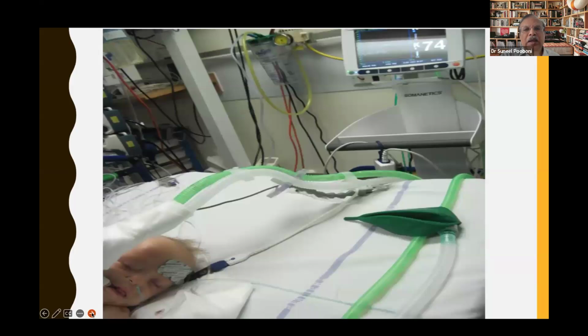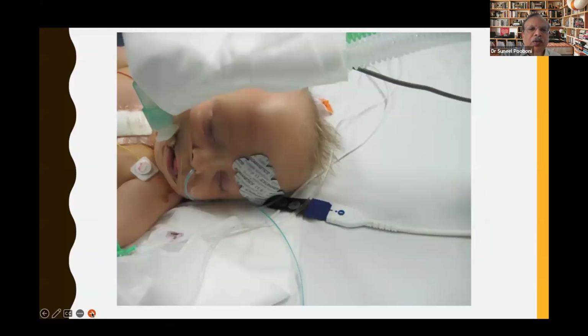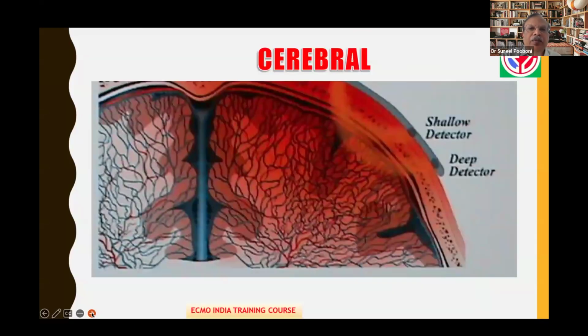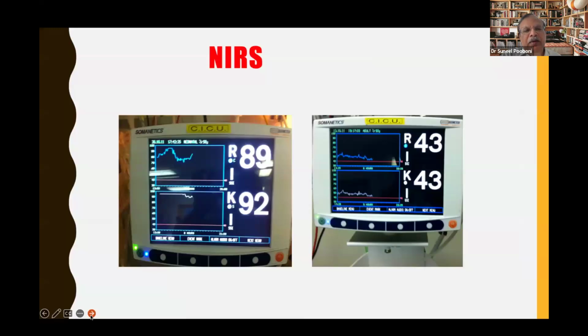Both are problematic. Here is a picture of one of the babies who was on ECMO with a cerebral function analyzing monitor over the brain, scalp electrodes. So the scalp electrodes here. And this is how it happens. The photons are reflected into the brain tissue, and once they come back again, the diodes pick them up, and they display it as a value.